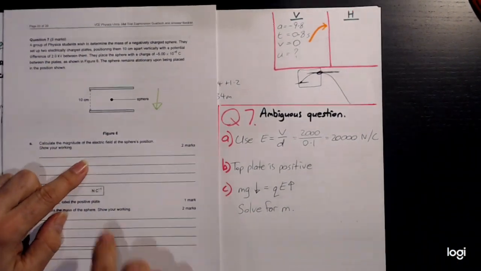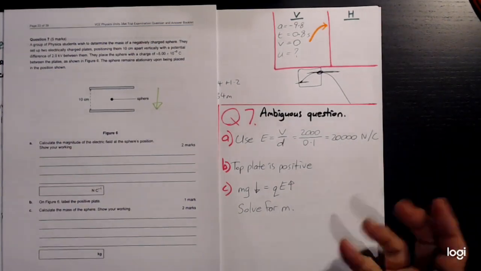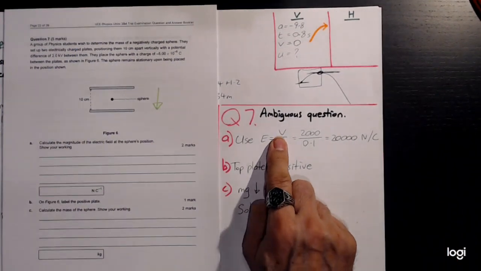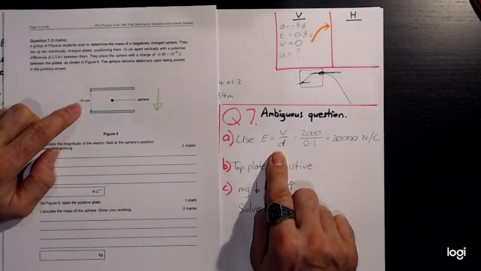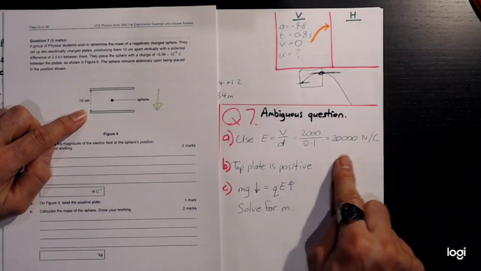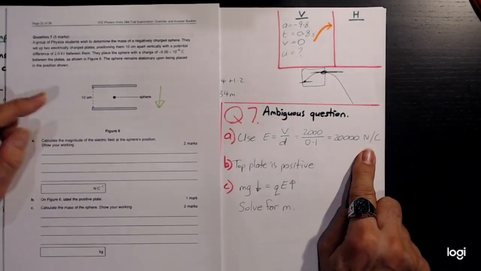Calculate the magnitude of the electric field at the sphere's position. You need to know the formula. There it is, right? V on d. They told you the voltage. They told you the distance. Put it in meters, right? Don't make a rookie error. And that's the answer.